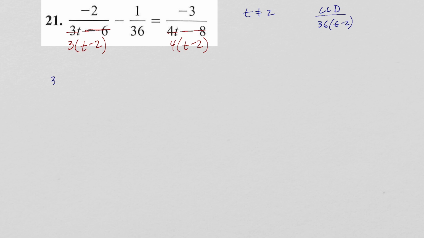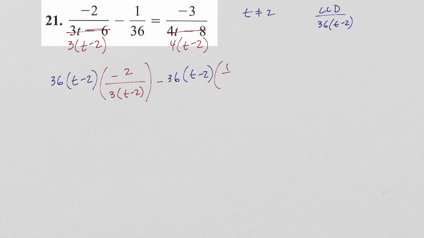So now I'm going to take my LCD, 36 times t minus 2, and I'm going to multiply by the first fraction. And I'll take my LCD, and I'll multiply by the second fraction. And I'll take my LCD, and I'll multiply by the final fraction. And then let's cancel. T minus 2 cancels there. 3 goes into 36 12 times, and when I multiply, I get a negative 24.